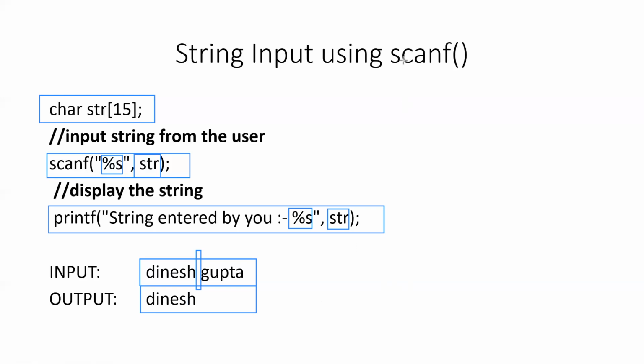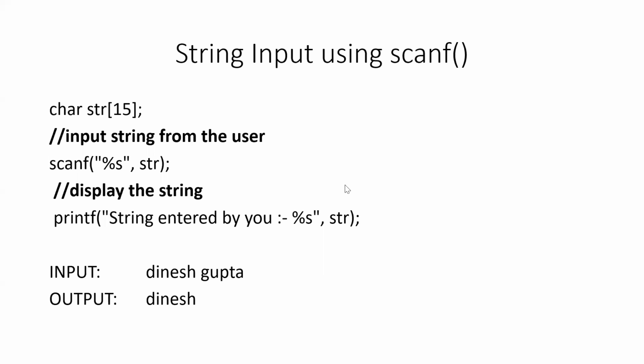Now the scanf function in C has a drawback that when it is used for string input, the value is terminated when a user enters the blank space. So when the user entered D, I, N, E, S, H, and then entered the blank space, the scanf function does not accept any value after the blank space or including the blank space itself. So what is the value that is actually stored in str? The value stored inside the string str is only Dinesh.